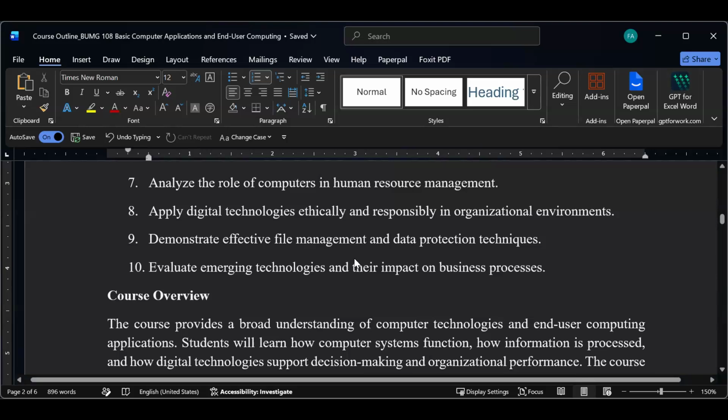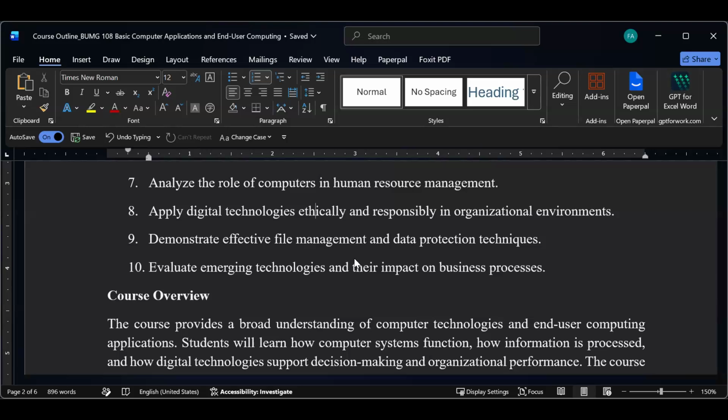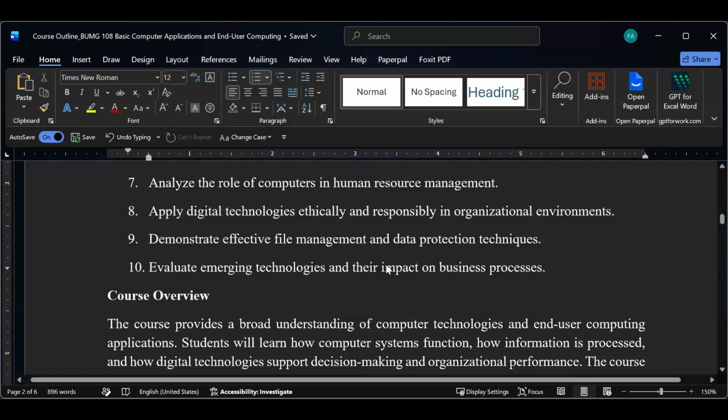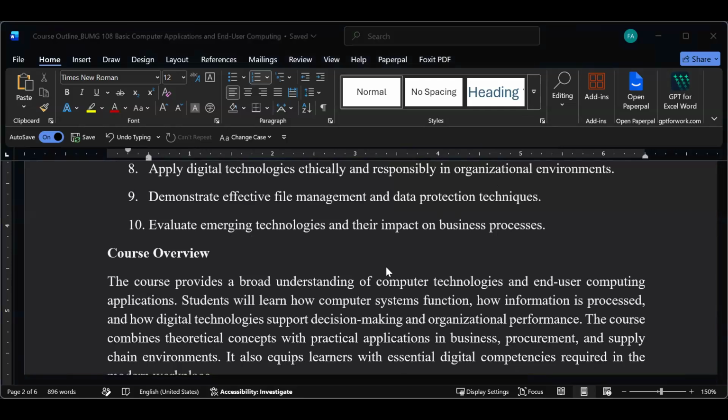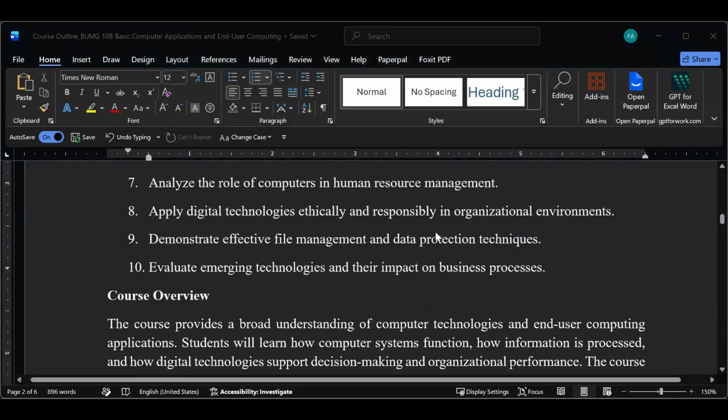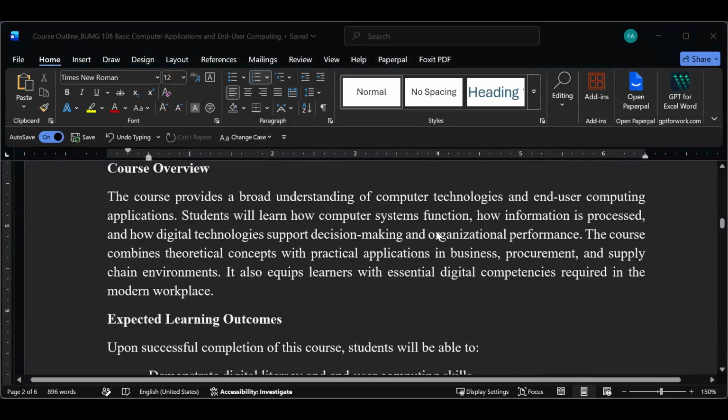We'll also be able to demonstrate how to effectively manage your files. So file management and then data protection techniques. We'll start right away from here. And then finally, you should be able to evaluate the emerging technologies and how they impact on businesses. So this is basically what we're going to do for the semester.